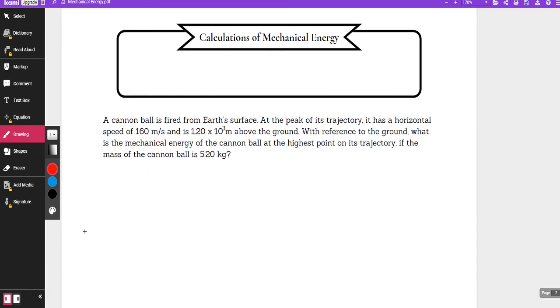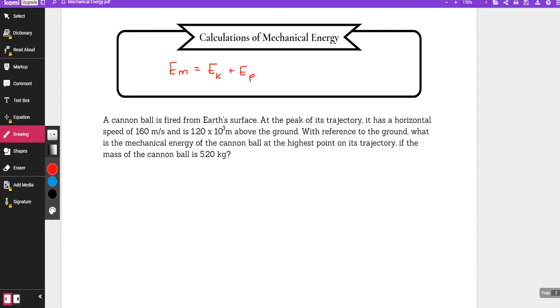Now, the next thing that we're going to do is we have our calculations of mechanical energy. We are going to use this formula: EM, mechanical energy, is equal to the kinetic energy plus the potential energy. So it's just another kind of derivative, and we're just finding the total of the kinetic energy and all forms of potential energy.